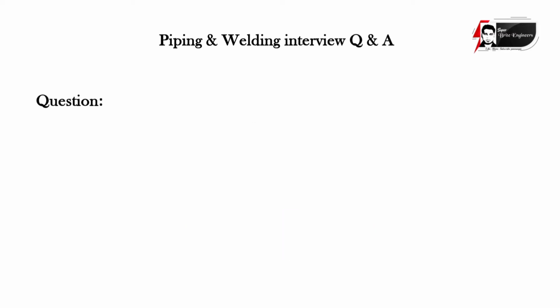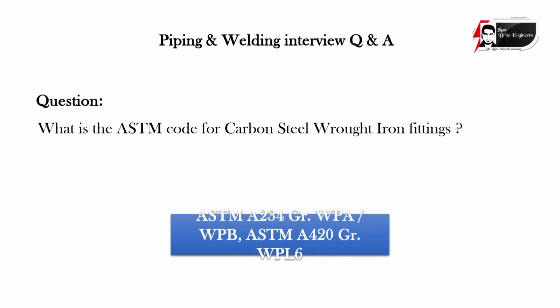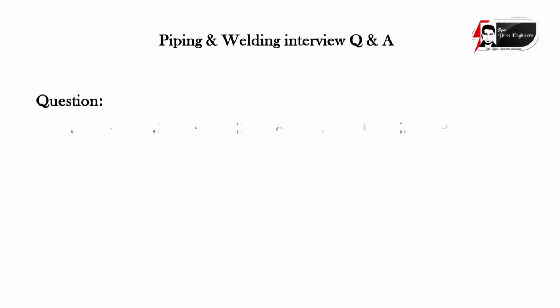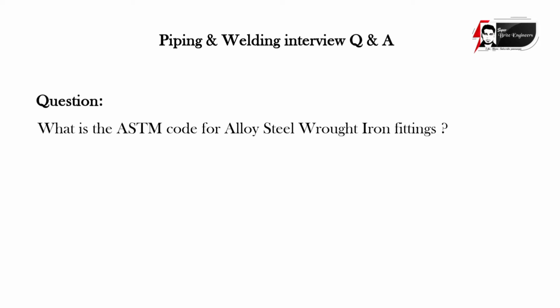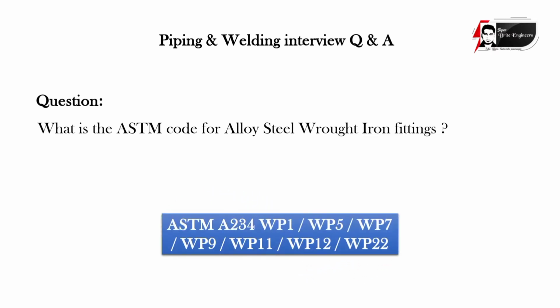What is the ASTM code for carbon steel wrought iron fittings? ASTM A234 grade WPA or WPB, ASTM A420 grade WPL6. What is the ASTM code for alloy steel wrought iron fittings? ASTM A234 WP1, WP5, WP7, WP9, WP11, WP12, WP22.